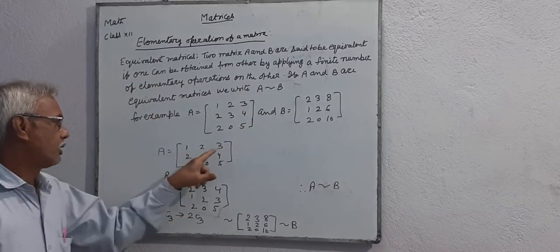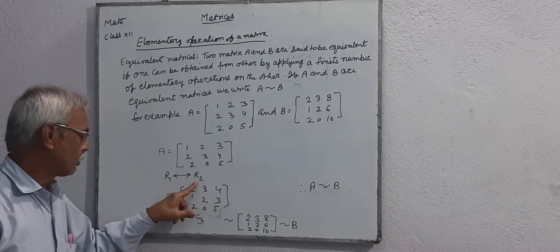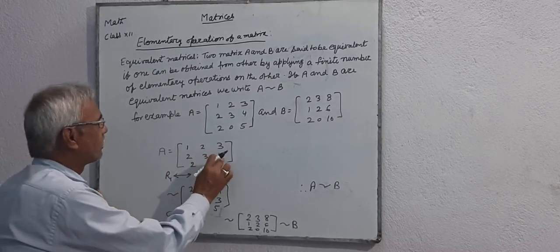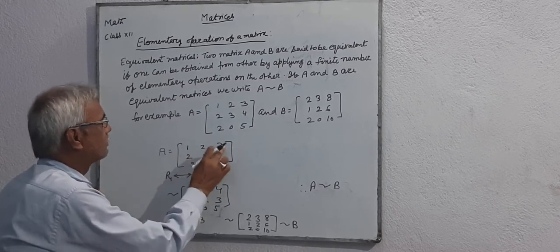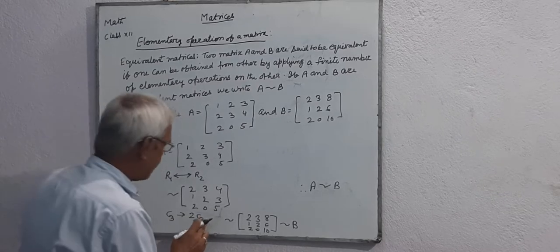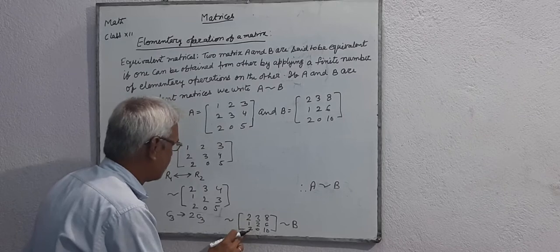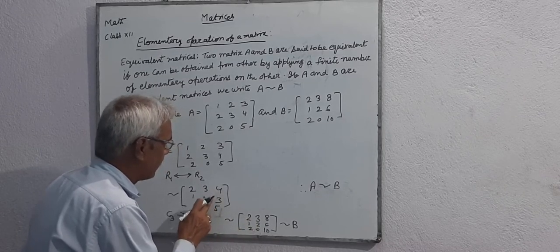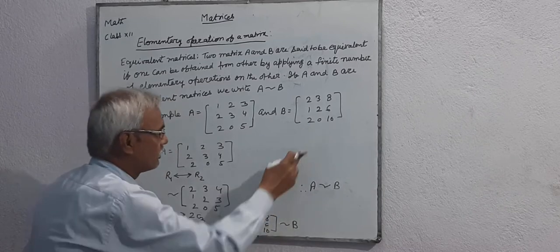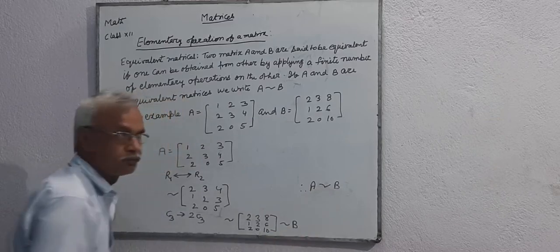Here A matrix is 1 2 3 2 3 4 2 0 5. R1 changes into R2, R2 changes into R1. We get 2 3 4, 1 2 3, 2 0 5. Then C3 is multiplied by 2: 4 times 2 is 8, 3 into 2 is 6, 5 into 2 is 10. We get the B matrix. Hence A is equivalent to B.